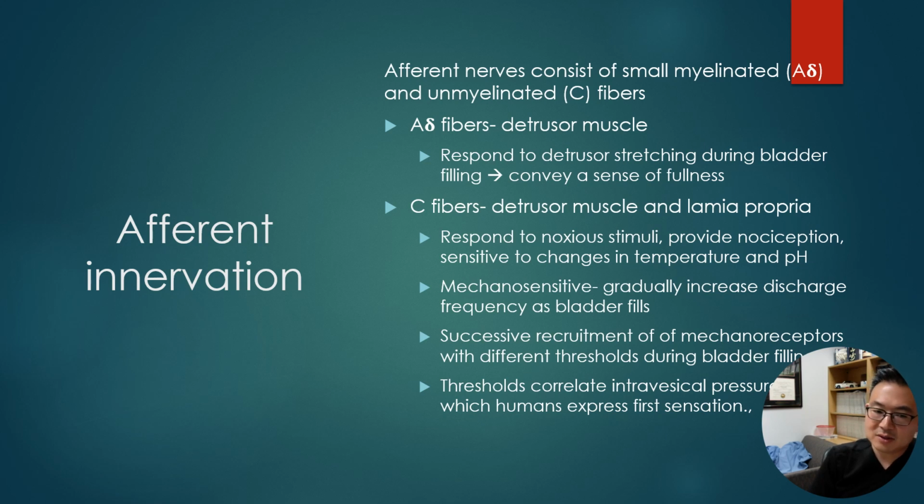The C fibers are found in the detrusor muscle and lamina propria. They respond to noxious stimuli, provide nociception, and are sensitive to changes in temperature and pH. They're mechanosensitive, so they gradually increase discharge frequency as the bladder fills. And there's successive recruitment of mechanoreceptors with different thresholds during bladder filling. And these thresholds for recruitment correlate with intravesical pressures at which humans express first sensation, first desire, and so forth.